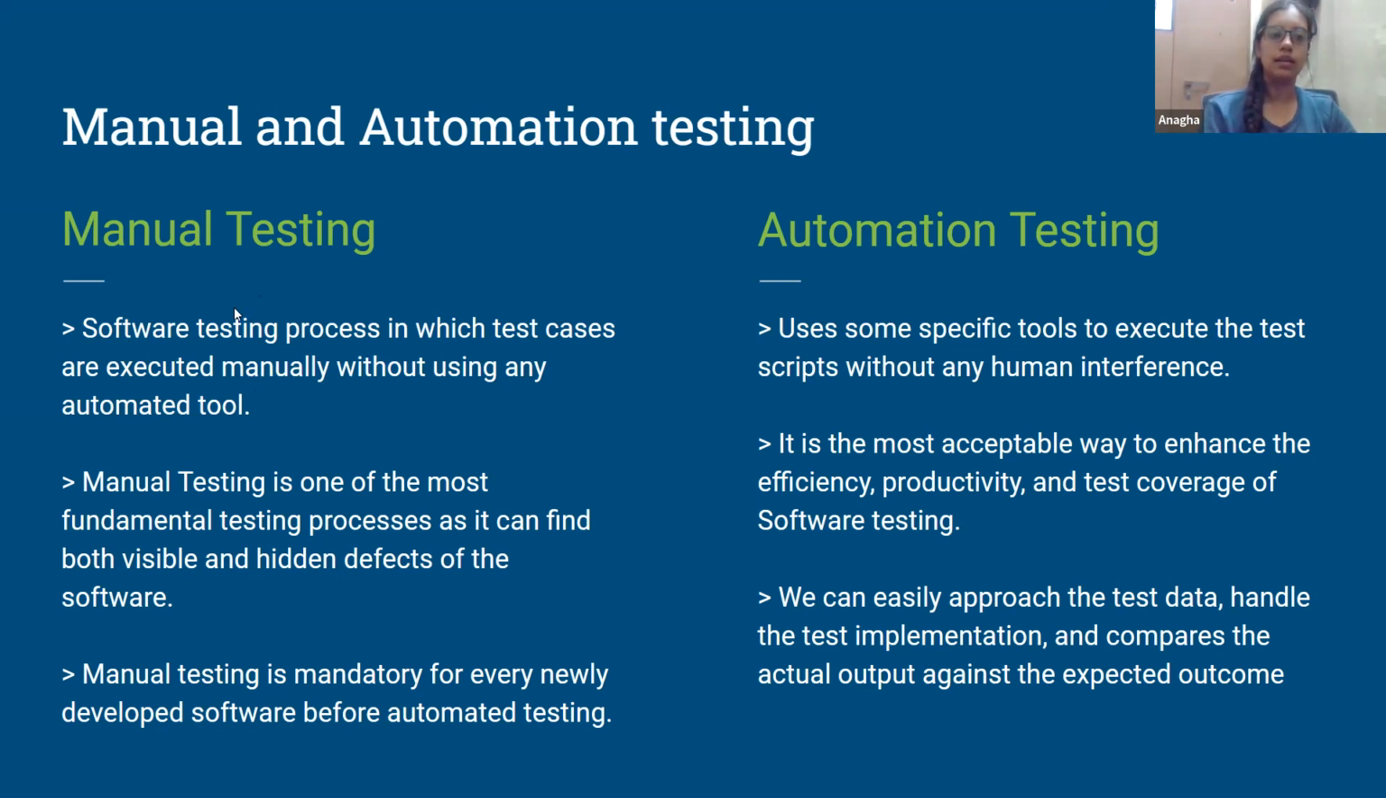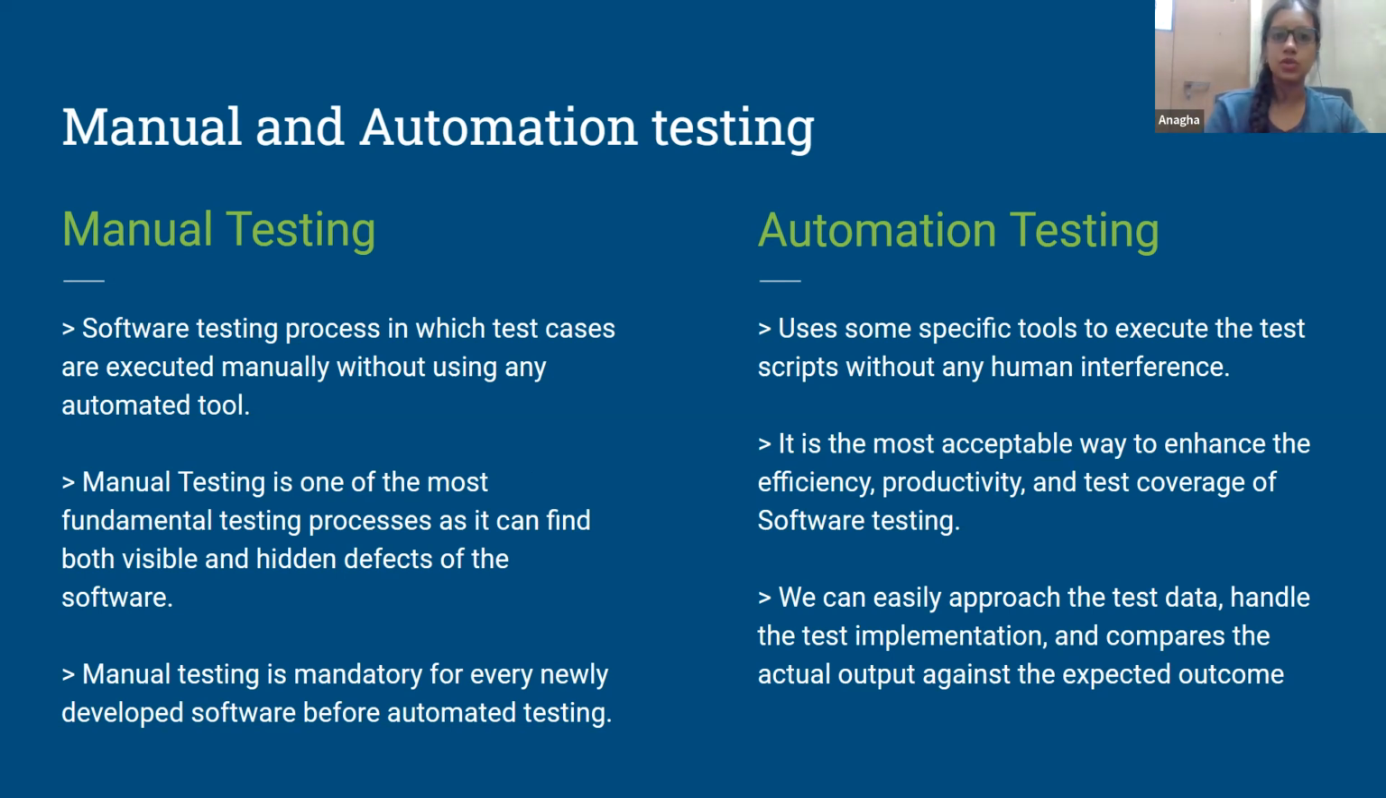So basically, manual testing is a process in which test cases are executed manually without using any automated tool. Manual testing is one of the most fundamental testing processes, as it can find both visible and hidden defects of the software. I think one drawback of automation is it can't find hidden defects. For example, it can't find a font size change. But I, as a manual tester, can visually see there is some change in the font size. So these kinds of hidden defects can be missed in automation testing.